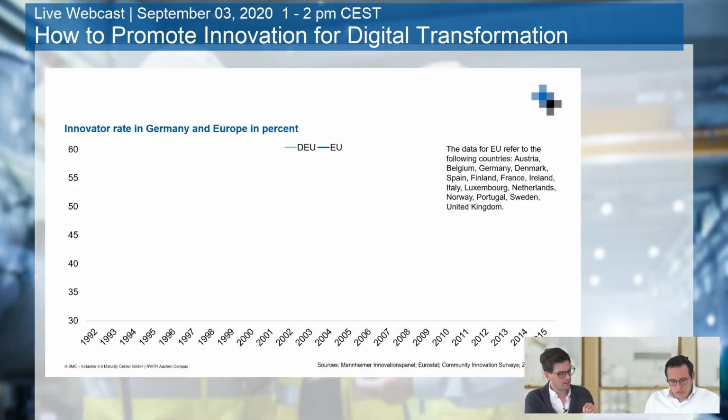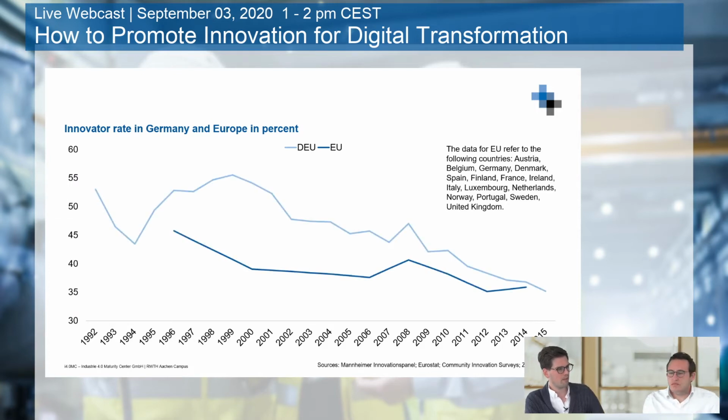But when we look at the innovator rate, the share of companies that really have product and process innovations relative to the total number of companies, we also have a slowdown of innovation in Germany and Europe. I brought a slide here with statistics from the OECD and Eurostat, who have data since the 1990s on this innovator rate. You can see that Germany really slows down in innovation. In 1999, 56% of the companies were doing product and process innovation. And now in 2015, the last data we could get, it is 35% of the companies.